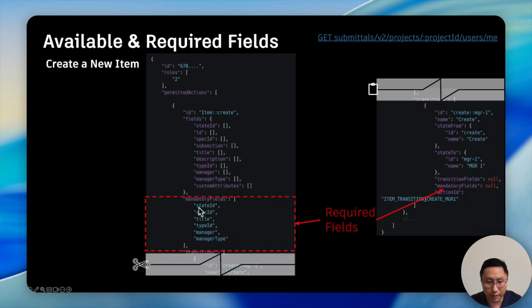So here we check the mandatory field for required. We can see it only has this required field under the permitted action. Under the transition, it's null. So we just use these 6 required fields.